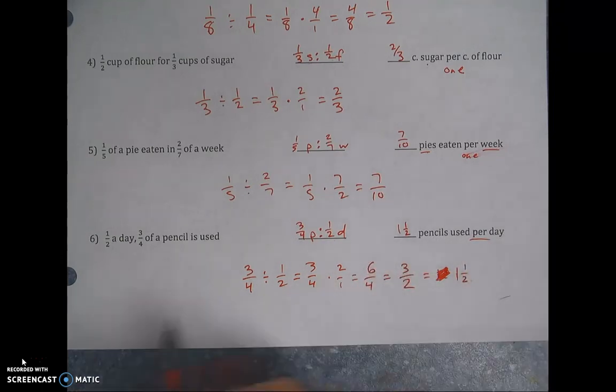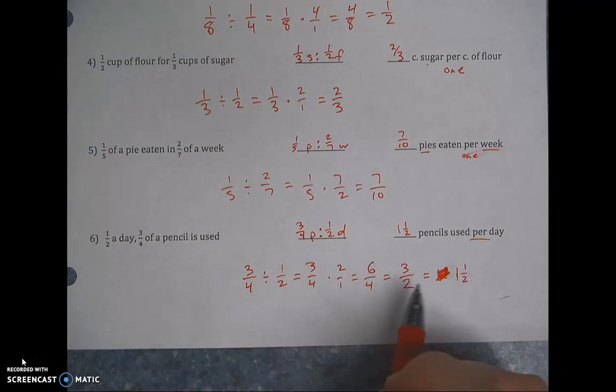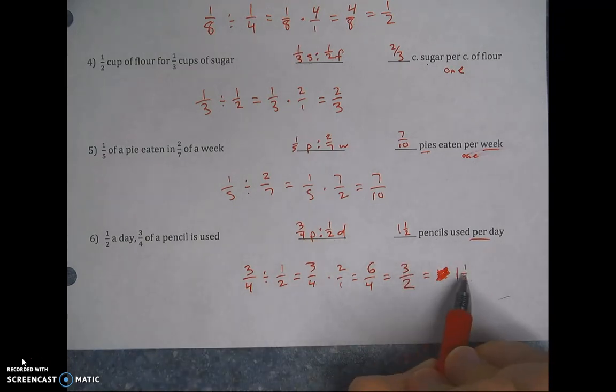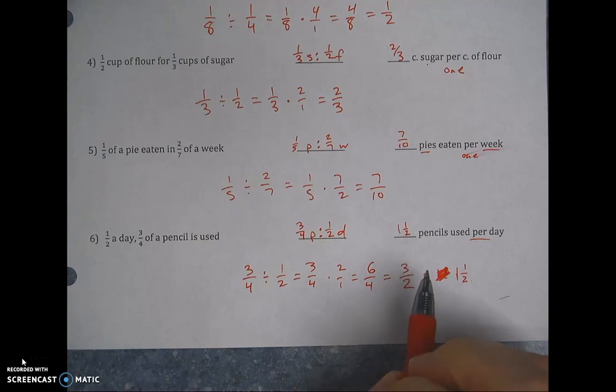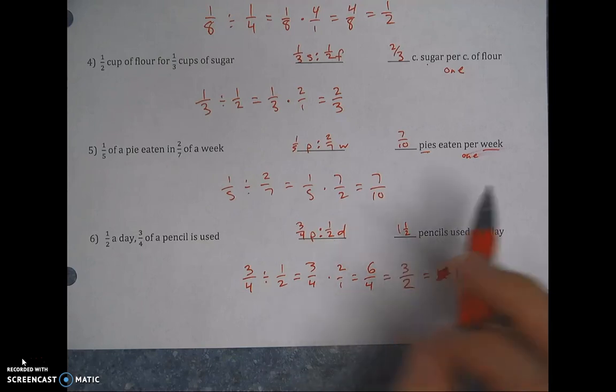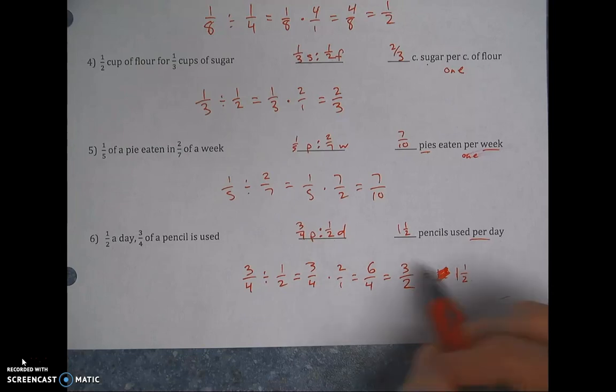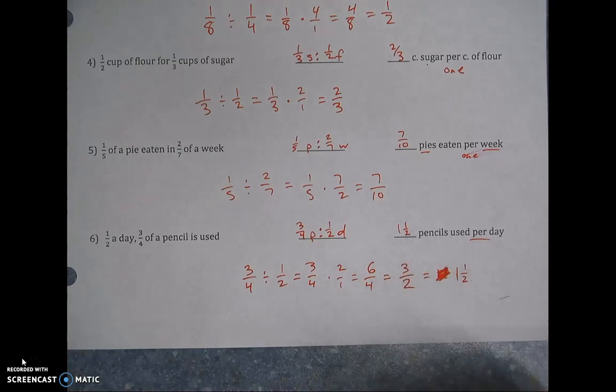And now just in everyday life, you're not going to say, well, I use 3/2 of a pencil. You're going to talk about 1.5 pencils. So 2 goes into 3 one time, and then there's a half left over. So instead of leaving it as an improper fraction, since we're talking about something that it doesn't really make sense to express as 3/2, we're going to simplify it down to a mixed number and say that there's 1.5 pencils used per day. That's it for the notes today.